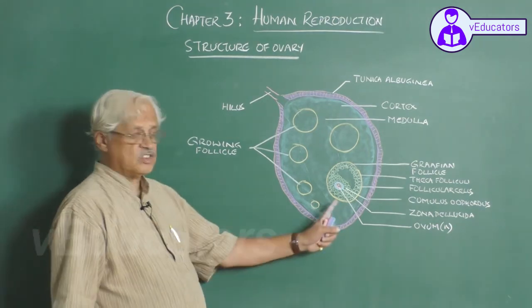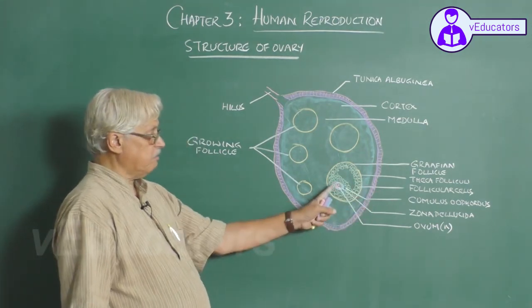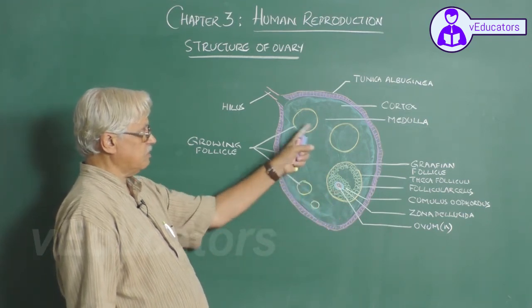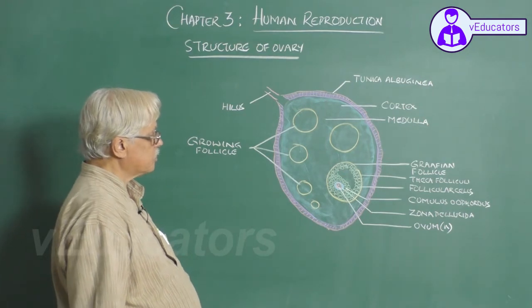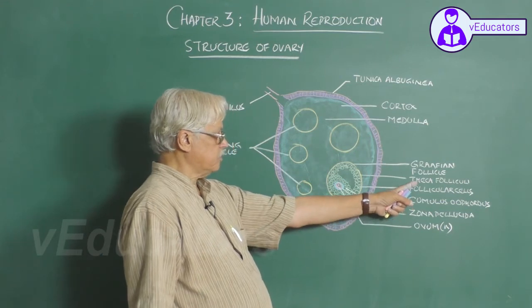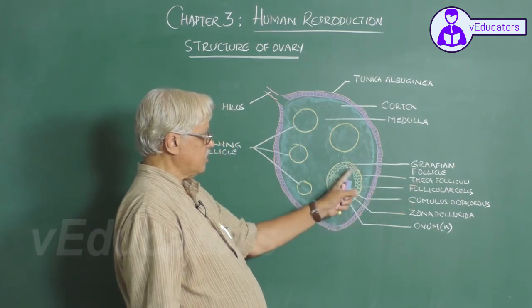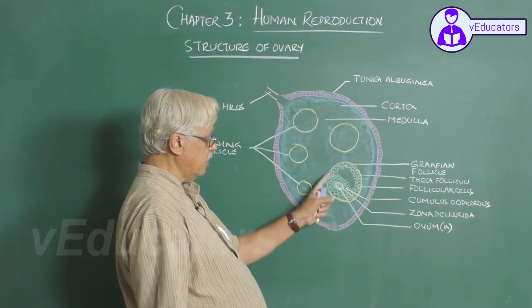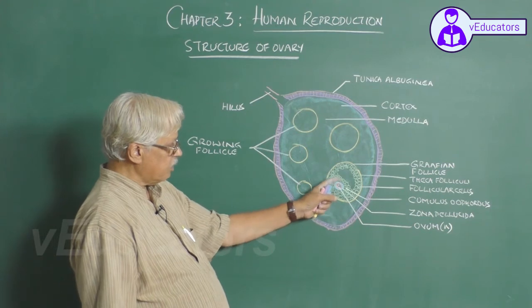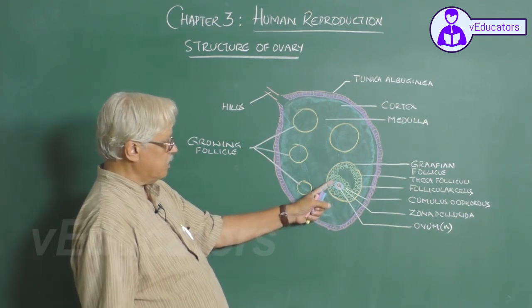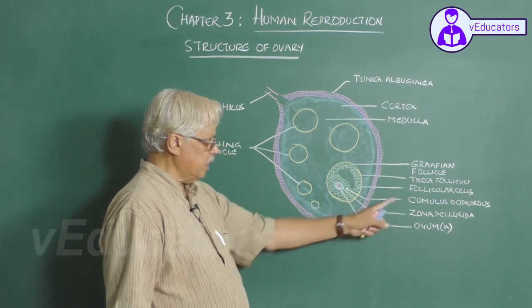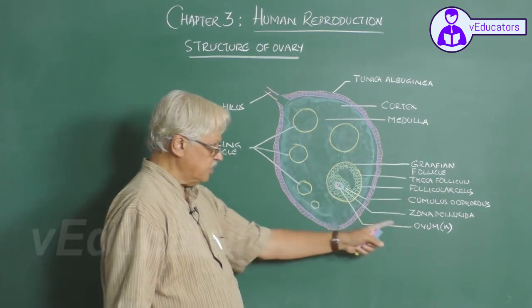So this is roughly the structure of the Graafian follicle. These are the follicles in various stages of growth. Wall of the Graafian follicle is called theca folliculi. Cells present inside the follicle are called follicular cells. These follicular cells at one end form a mound or a cup-shaped depression called cumulus oophorus, and inside that cumulus oophorus lies the ovum.